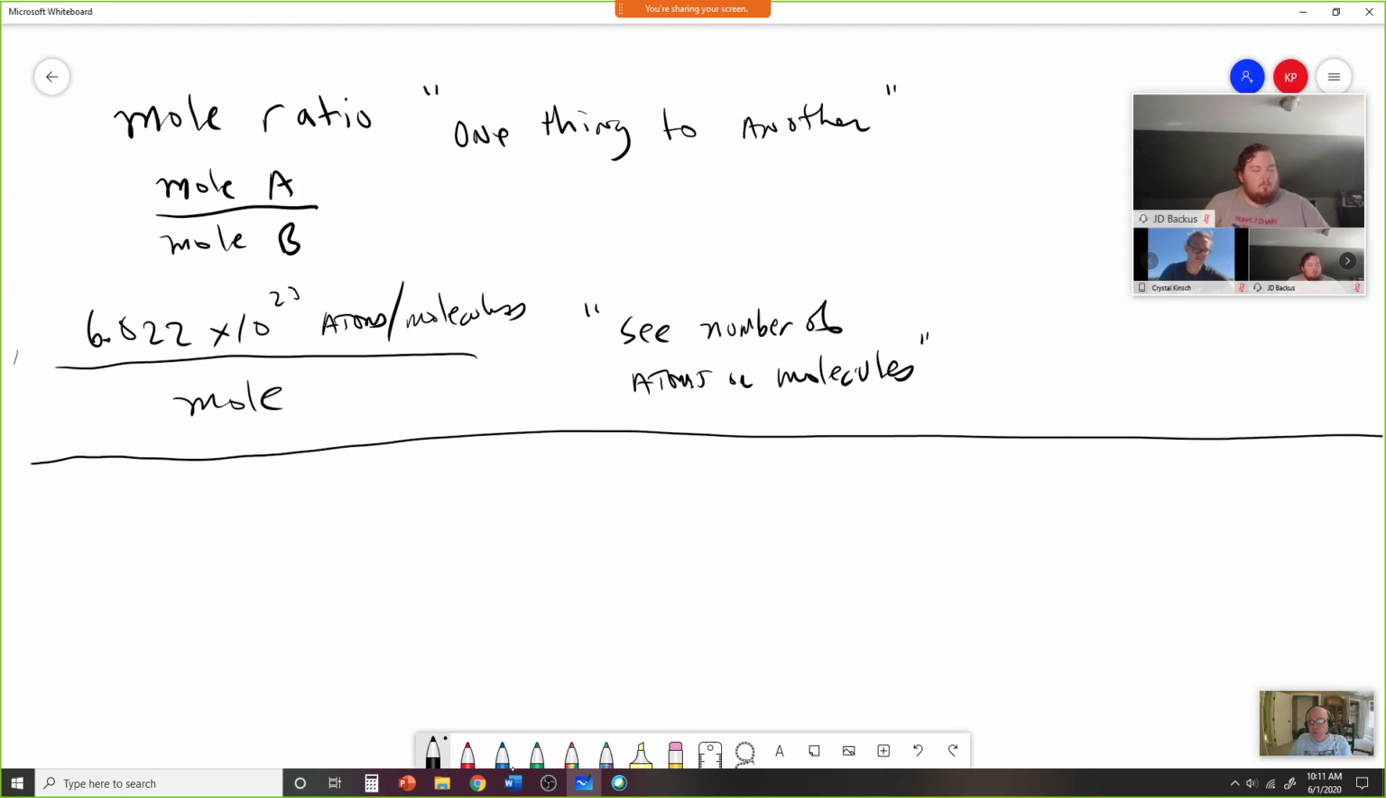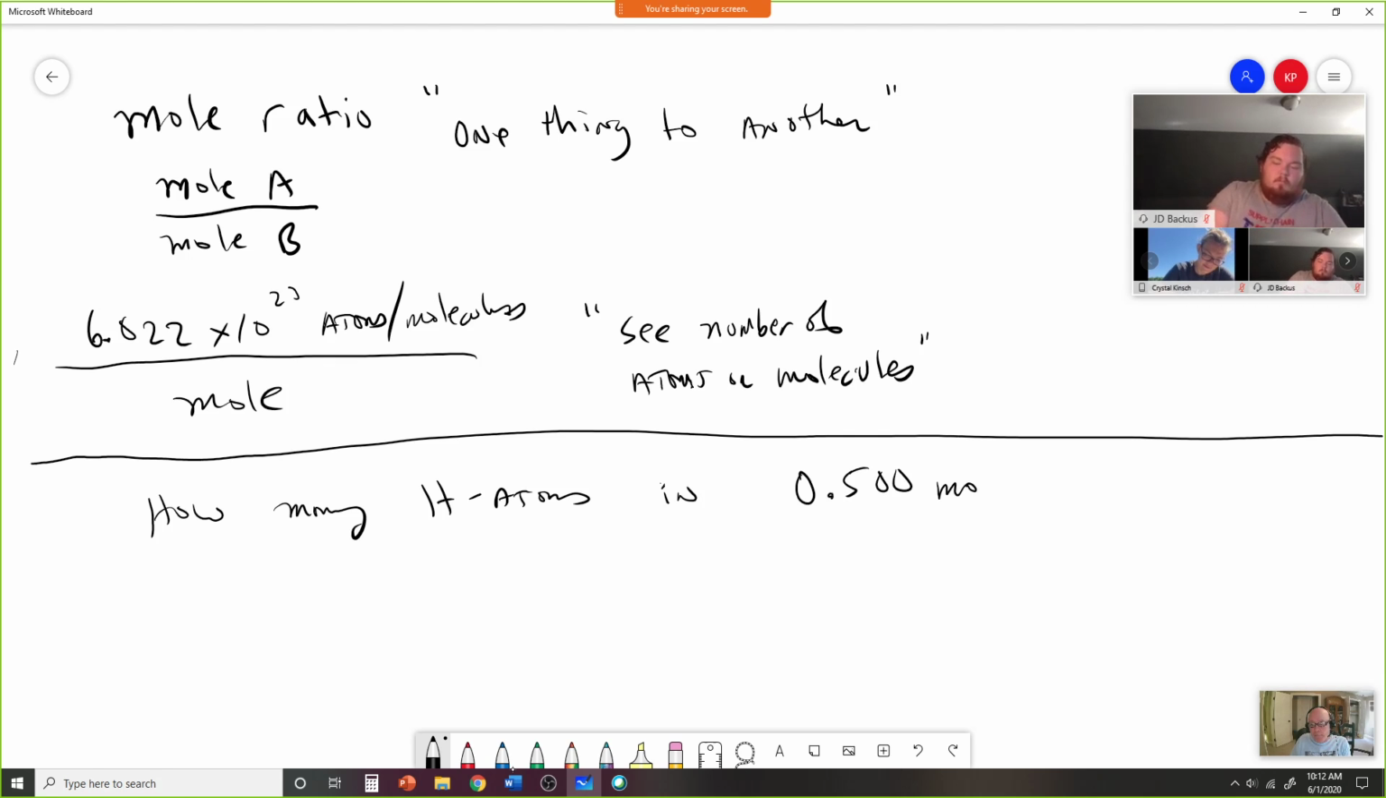Keep in mind these keywords up here at the top. So I would say, how many H atoms in 0.500 mole, let's go for C4H10, which by the way is butane. I'm just putting the names out here, not that you're necessarily responsible right now for the names, but understand, everything has a name, just like you have a name.